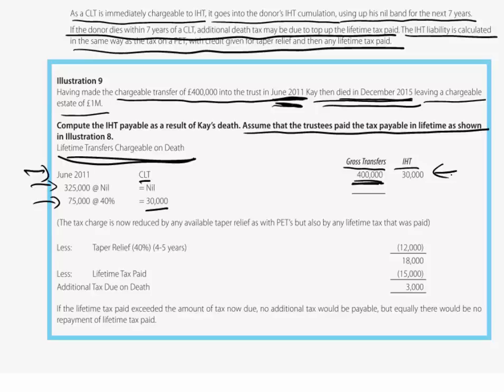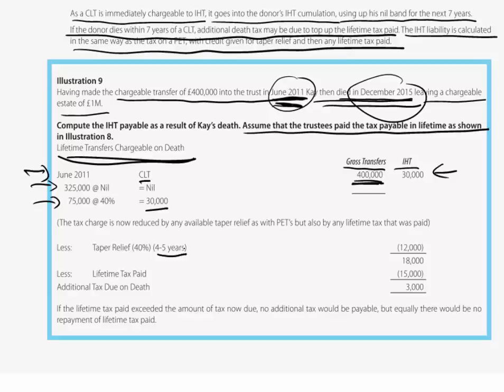But that tax charge is now available to be reduced. Firstly, for the same reason as we reduced the tax charge on PETs, those that only became chargeable on death, but where you survived for between 3 to 7 years, taper relief applied. So what have we got here? June 11. Three years on would be June 14, yet survived for that. Four years on, June 15, yet still alive. But died before June 16 came around, died in December 15, so survived for between 4 to 5 years.